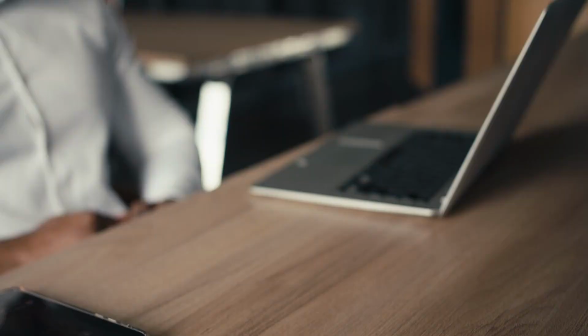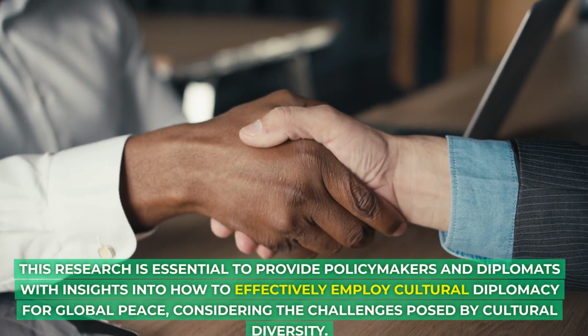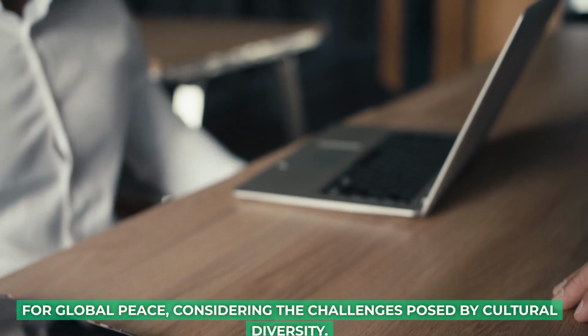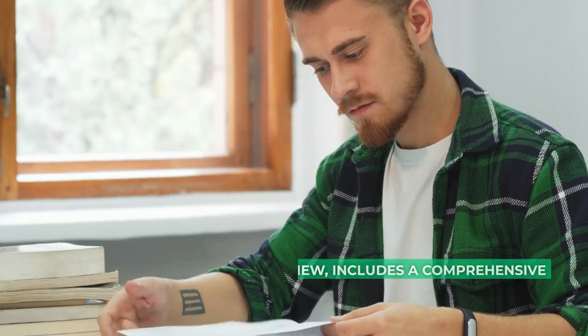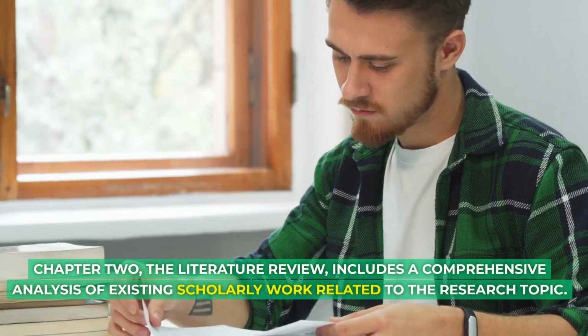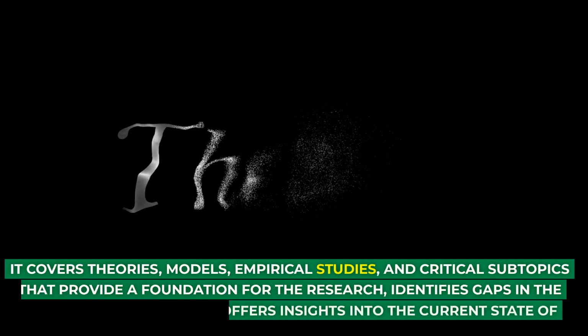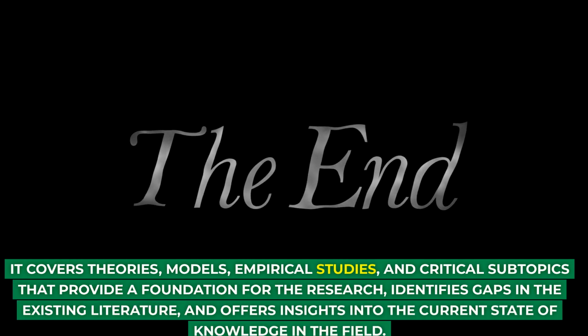Research rationale. This research is essential to provide policymakers and diplomats with insights into how to effectively employ cultural diplomacy for global peace, considering the challenges posed by cultural diversity. Chapter 2, Literature Review. Chapter 2, the Literature Review, includes a comprehensive analysis of existing scholarly work related to the research topic. It covers theories, models, empirical studies, and critical subtopics that provide a foundation for the research, identifies gaps in the existing literature, and offers insights into the current state of knowledge in the field.